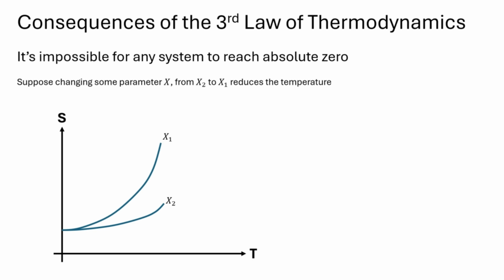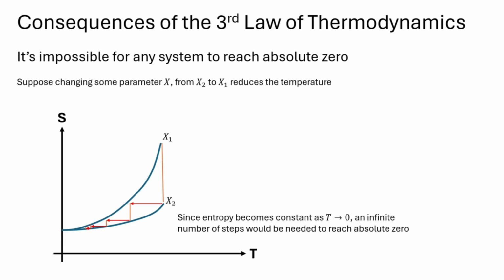Suppose we can reduce the temperature of some substance by changing the parameter x from x2 to x1. So we can lower the temperature in the system in discrete steps, the greater change in temperature happening when there's a greater difference in entropy. But as we further reduce the temperature, the entropy difference gets smaller and smaller. And according to the third law, near absolute zero, the entropy is constant, meaning that we would need an infinite amount of steps to reach absolute zero. Thus, it is actually impossible to cool a system to absolute zero.